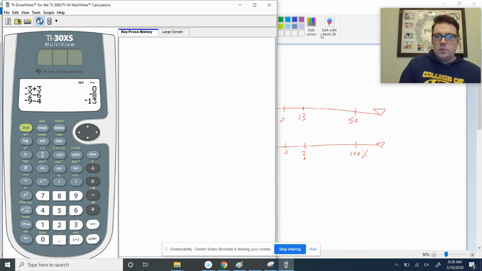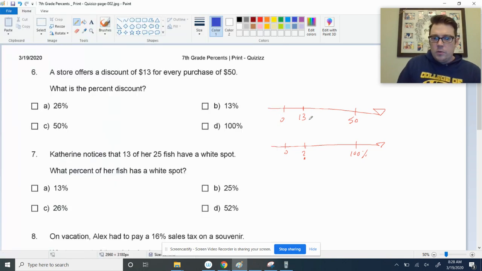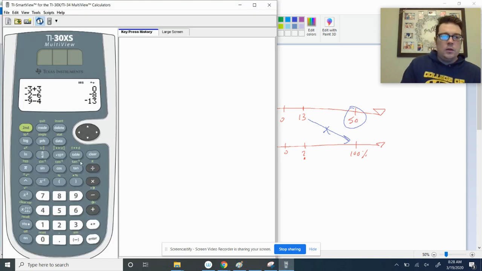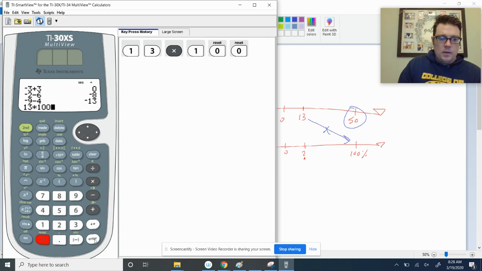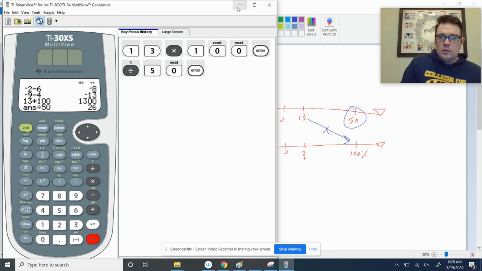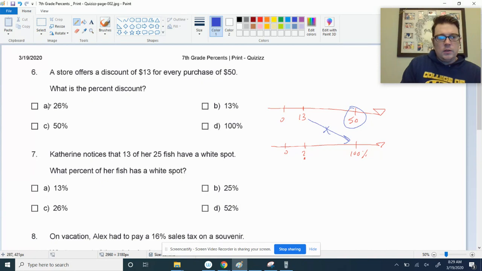So when we say cross multiply and divide, essentially what we're doing is we're multiplying the numbers that are diagonal in our double number line, and then we divide by the number that's left over here. So I'll show you what that looks like in the calculator. 13 times 100, and then you divide by 50. And you get 26. So this one is 26 here for the offer.